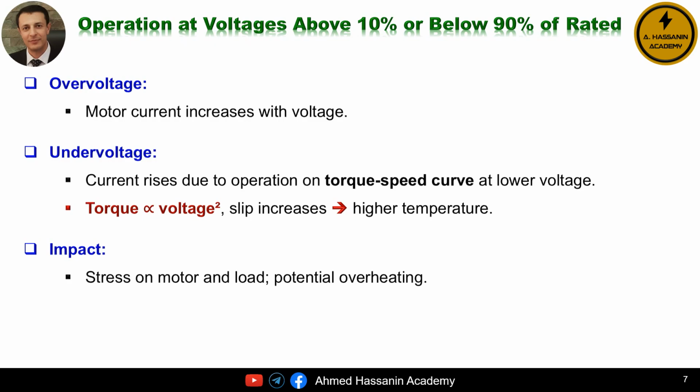This also affects slip, the difference between the synchronous speed and the actual rotor speed. As slip increases, the current rises even more, and the motor temperature climbs. So, undervoltage isn't just a mild inconvenience. It can actually stress the motor significantly, especially if the mechanical load is heavy. The key point to remember: both too high and too low voltage can cause extra heating and stress on the motor, just in different ways. Overvoltage pushes the current directly, and undervoltage forces the motor to work harder to produce the torque it needs.